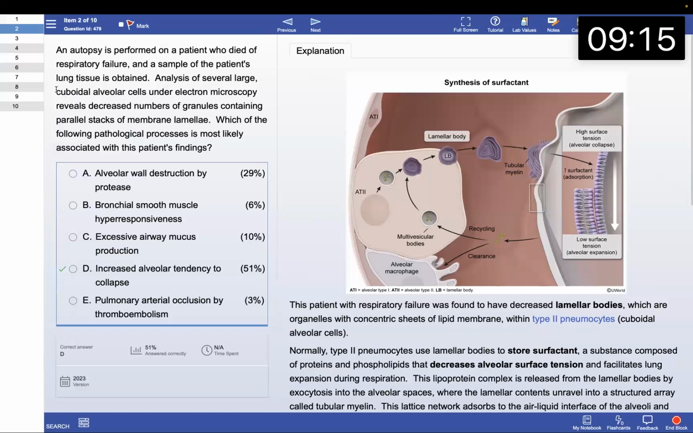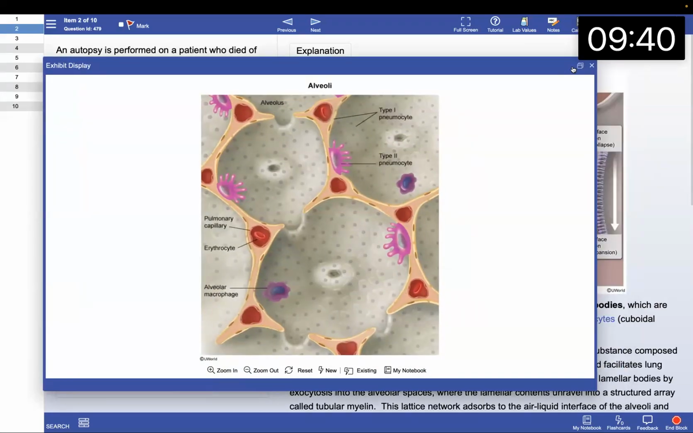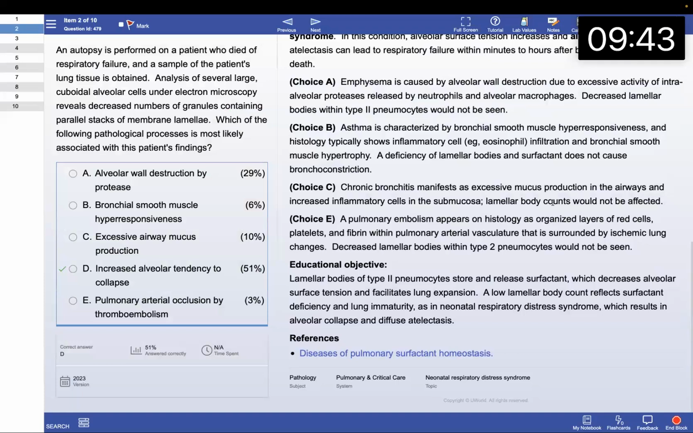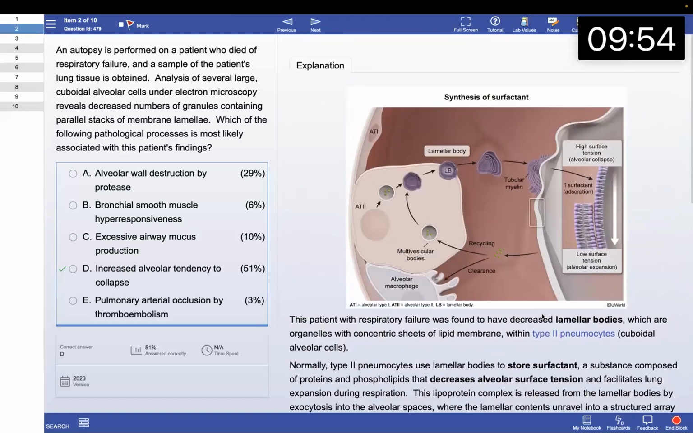Analysis of several large cuboid alveolar cells under electron microscopy reveals a decreased number of granules containing parallel stacks of membrane lamellae. They're describing a decreased number of lamellar bodies. Which of the following pathologic processes is most likely associated? Increased alveolar tendency to collapse. So yes, this we've seen. Lamellar bodies in type 2 pneumocytes store and release surfactant, decrease alveolar surface tension, and facilitate lung expansion. A low count reflects surfactant deficiency and lung immaturity, as in NRDS, which results in alveolar collapse and diffuse atelectasis.